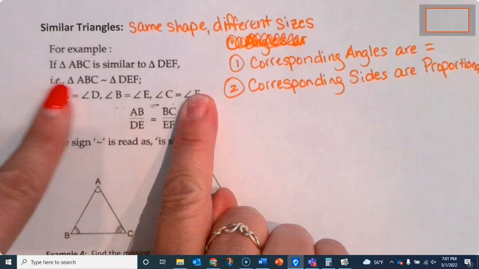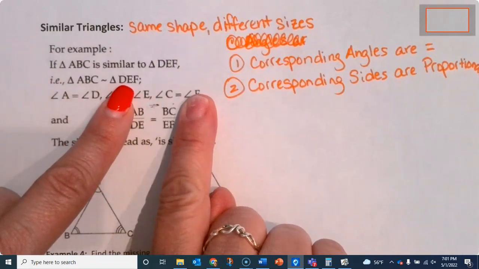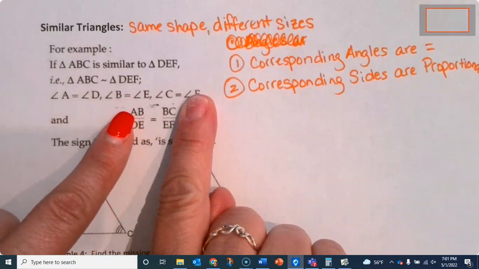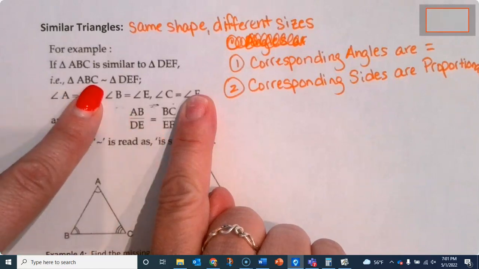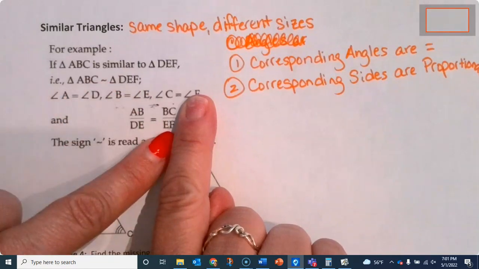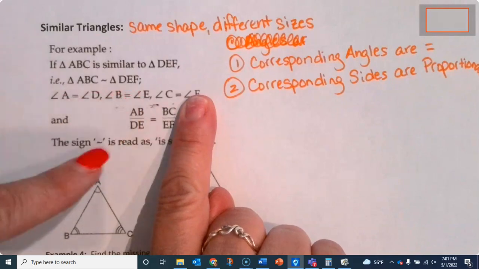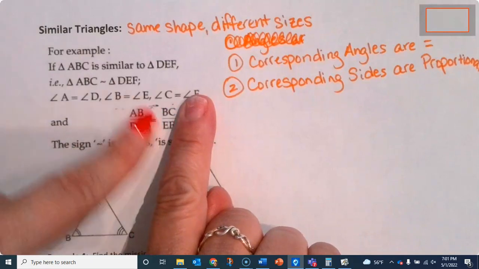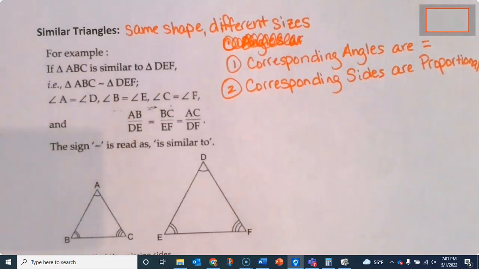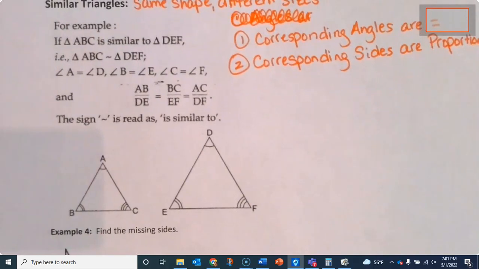So like segment AB, that's the first two letters. Segment DE, that's the first two letters. So segment AB over segment DE is equal to BC, the last two letters, over EF, the last two letters. You just got to keep the triangles in the same position. So like triangle ABC, they put those all up top. Triangle DEF, they put those sides in the denominator. And then once you set up a proportion, you can cross multiply to solve. So we're going to go ahead and use that information to help us find missing sides.